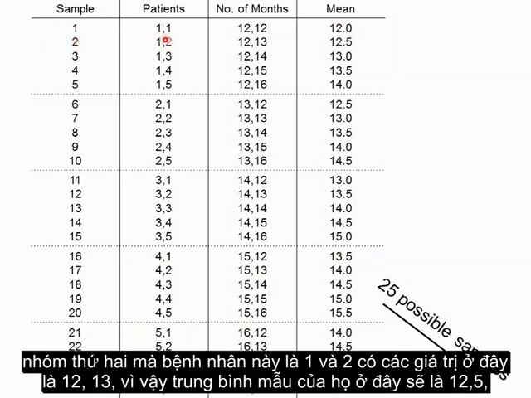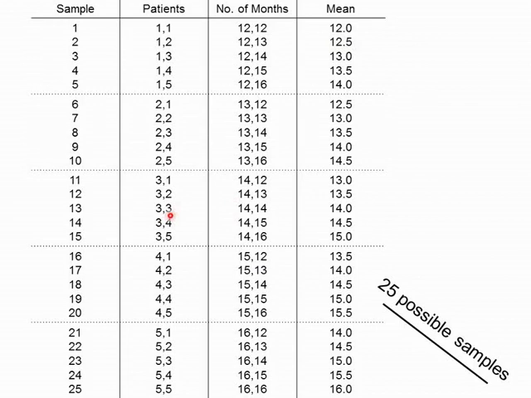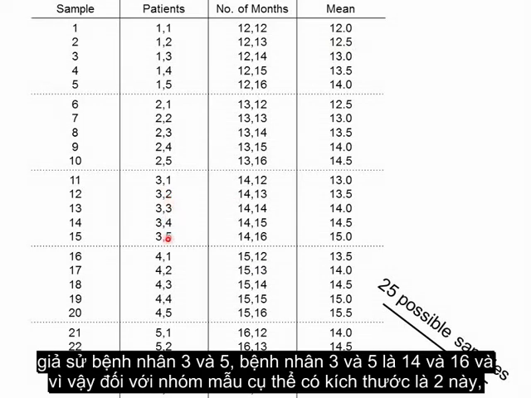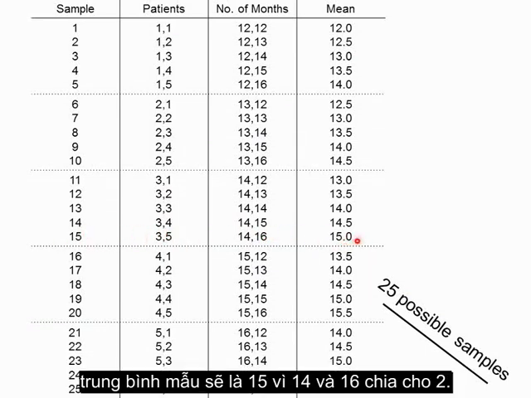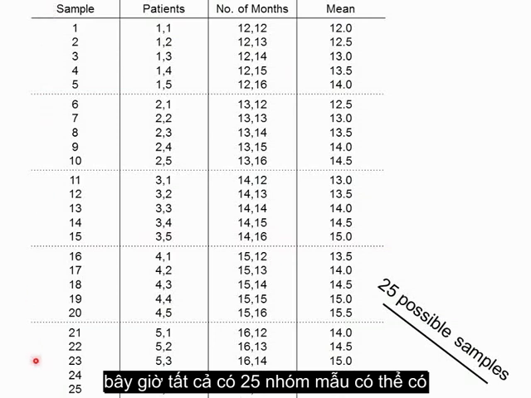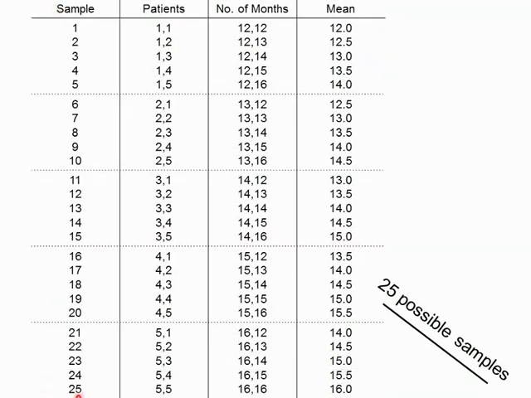The second group is patient 1 and 2. Their values here are 12 and 13. So their sample mean here is going to be 12.5. Let's say patient 3 and 5. Patient 3 and 5 is 14 and 16. And so for this particular sample group of size 2, their sample mean is going to be 15, because 14 and 16 divided by 2. Now, all in all, there are 25 possible sample groupings.